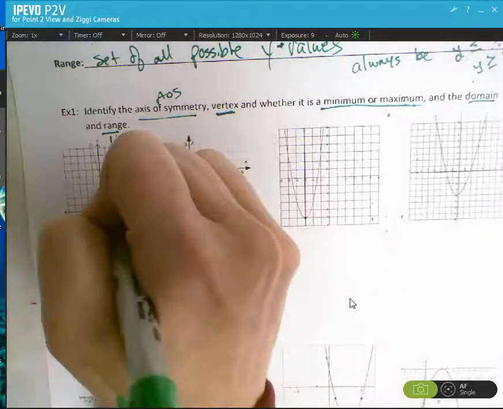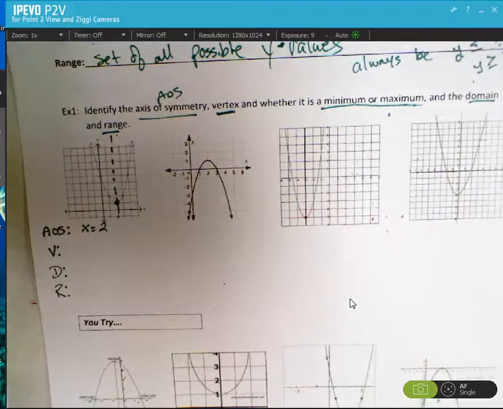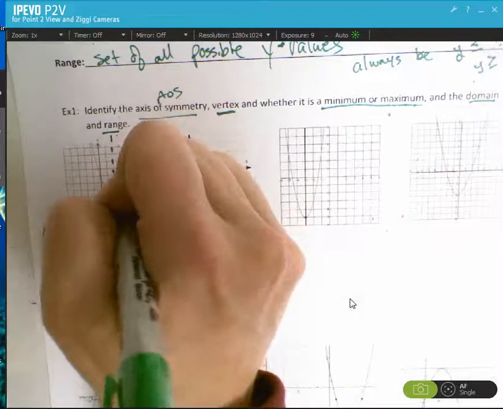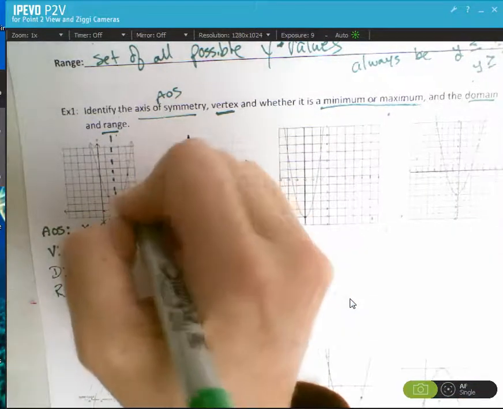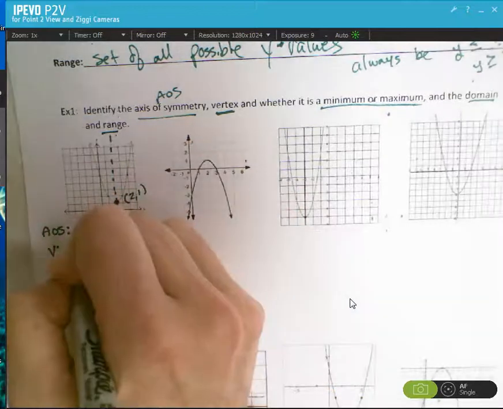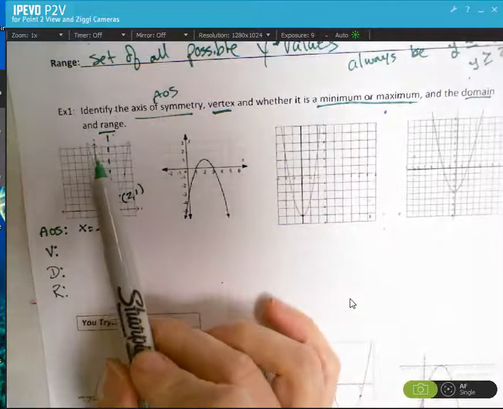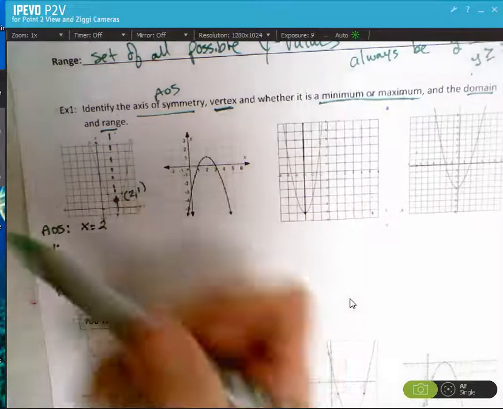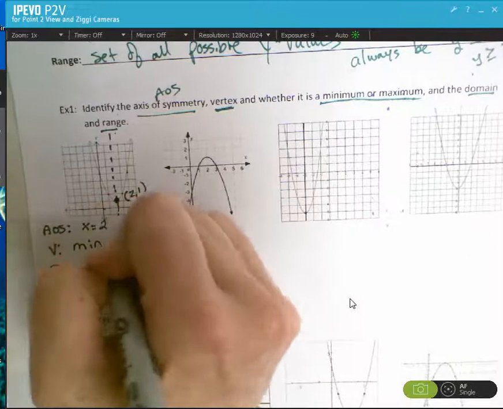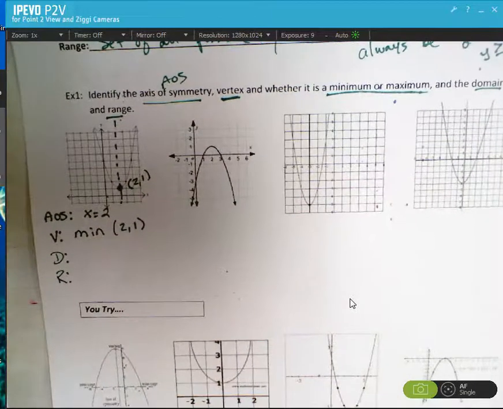The vertex is the point, either the highest or lowest point, where the axis of symmetry crosses your quadratic function. So if I'm looking at this point right here, it's 1, 2, and up 1, so that's the vertex of (2, 1). I need to indicate whether it's a minimum or maximum. If I'm falling down, I go to a minimum point, and then I turn around and come back up. So this is a minimum vertex at (2, 1). It's always a point, so you need your x, y coordinate.